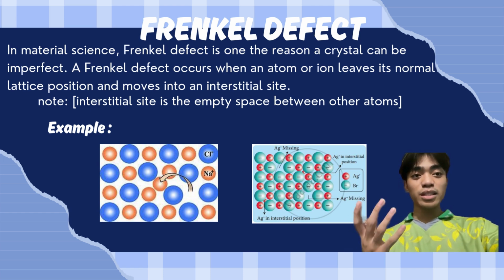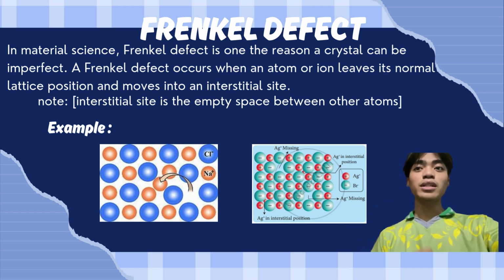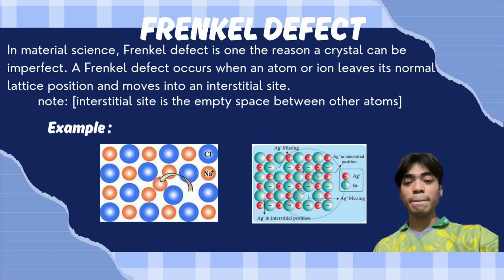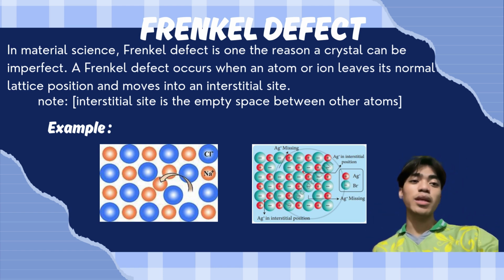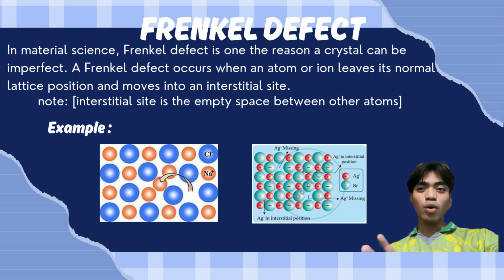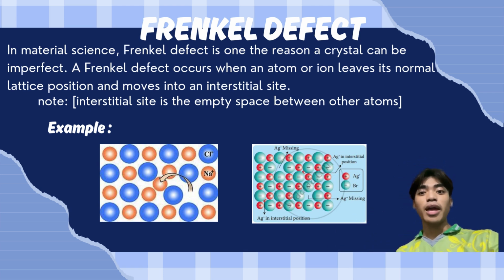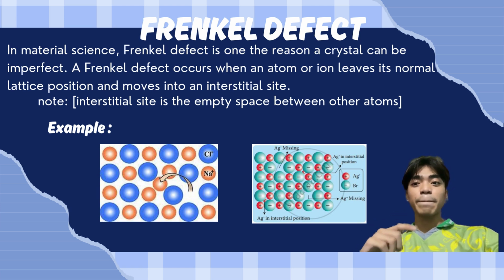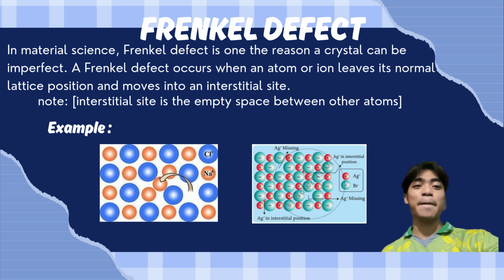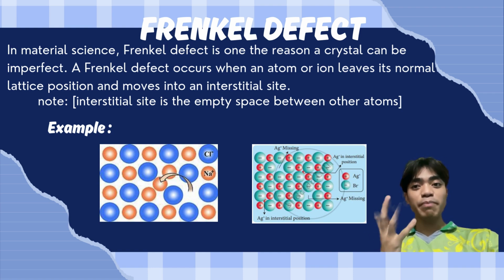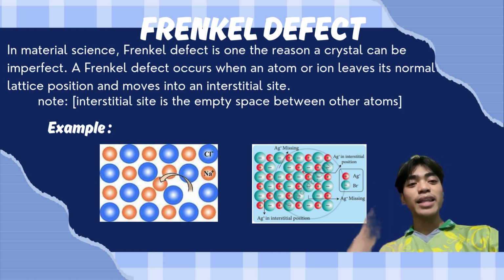To make it easy to understand, a Frenkel defect is one of the reasons a crystal can be imperfect. This phenomenon usually occurs when atoms or ions leave their normal lattice positions and move into an interstitial site. And for your information, interstitial sites are the empty spaces between other atoms.